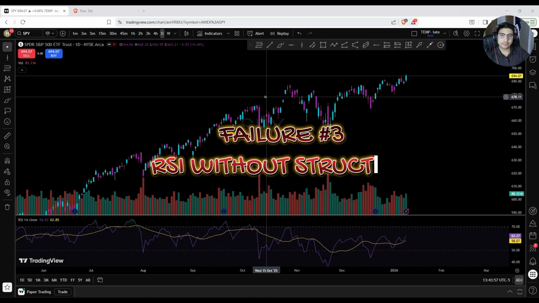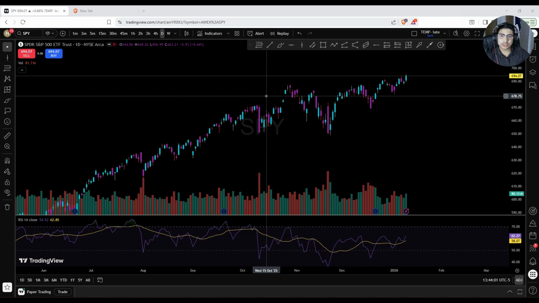An important failure that happens with RSI is using RSI without any structure. RSI doesn't know where the price is going. RSI doesn't know where the resistance is and where the support is. It just shows you how strong that movement is, but it doesn't know the direction.